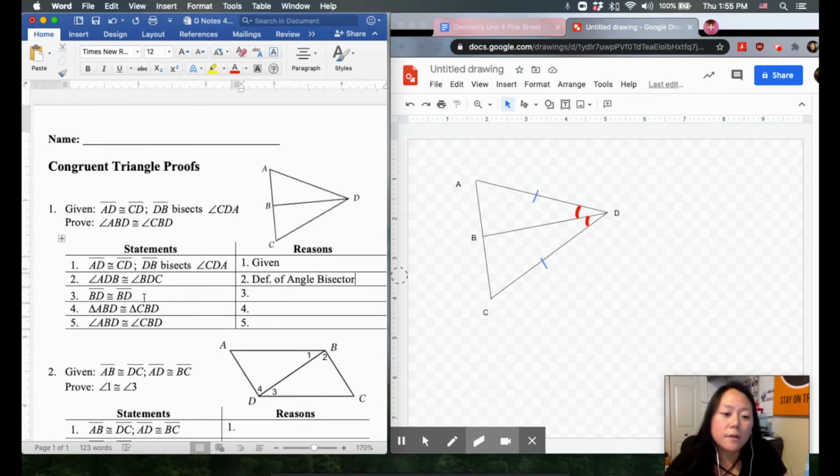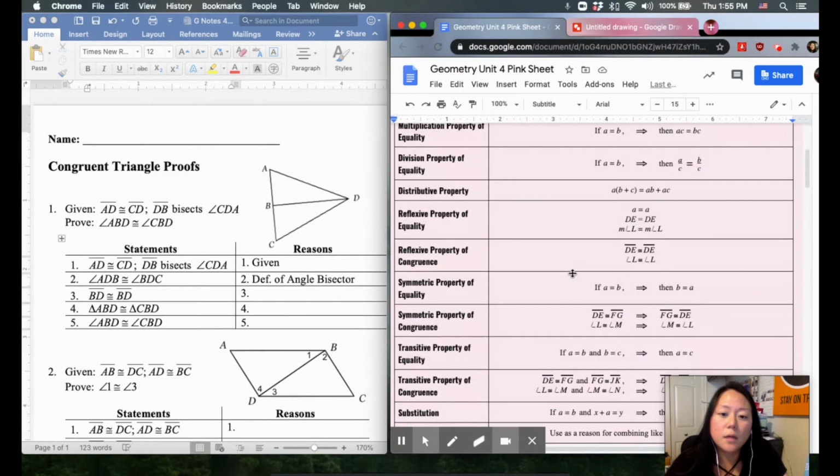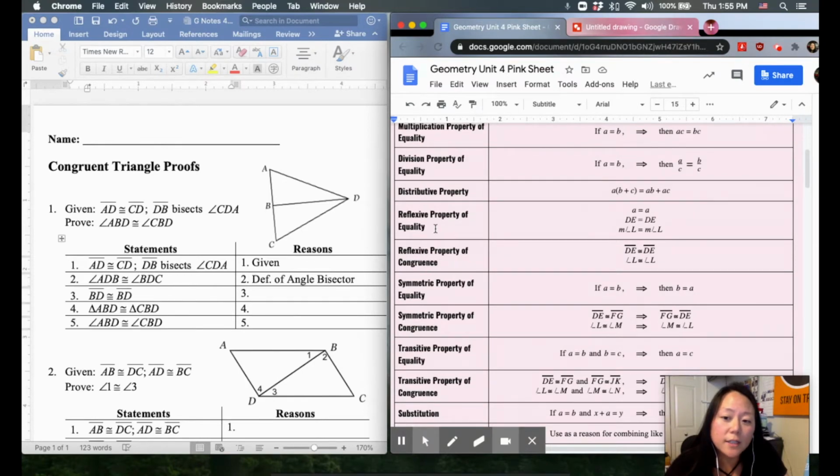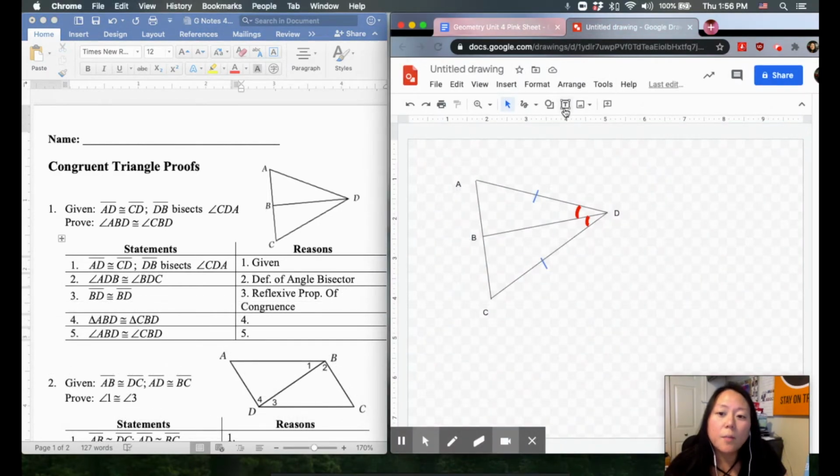Okay, now the next one doesn't necessarily follow from the previous statement. However, if you look at the statement, segment BD is congruent to itself. Now, when things are congruent to themselves or equal to themselves, we're looking for up here the reflexive property of congruence. Now, the reflexive property of equality is for when things are equal to themselves. When things are congruent to themselves, it's a reflexive property of congruence. So we'd write reflexive property of congruence.